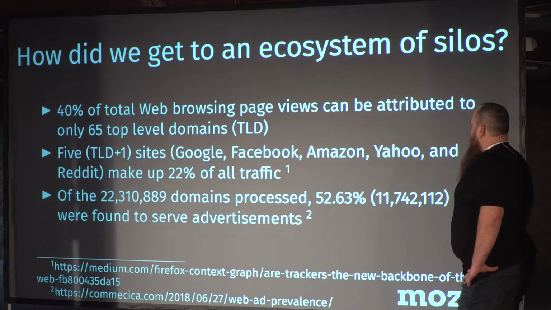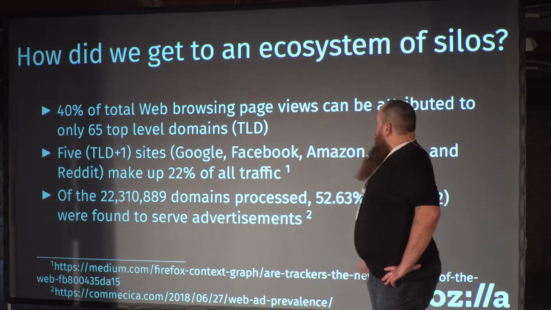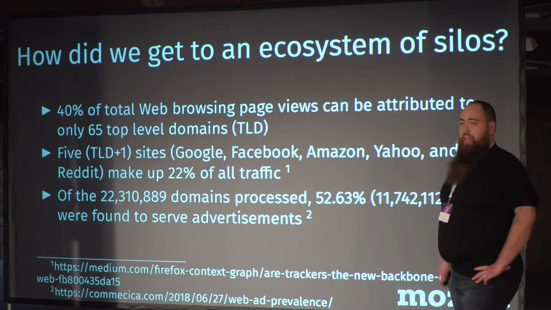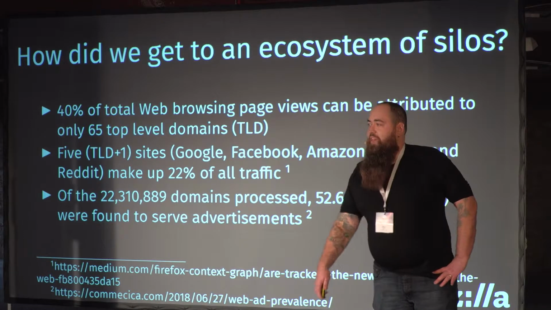A little bit more extreme, we could see that 22% of all traffic observed in that study could be accounted to Google, Facebook, Amazon, Yahoo, and Reddit. This is 2017, so Reddit was a little bit higher up in the Alexa rank at that time.